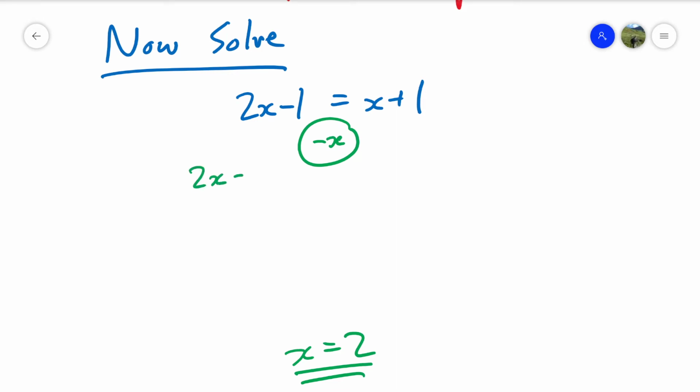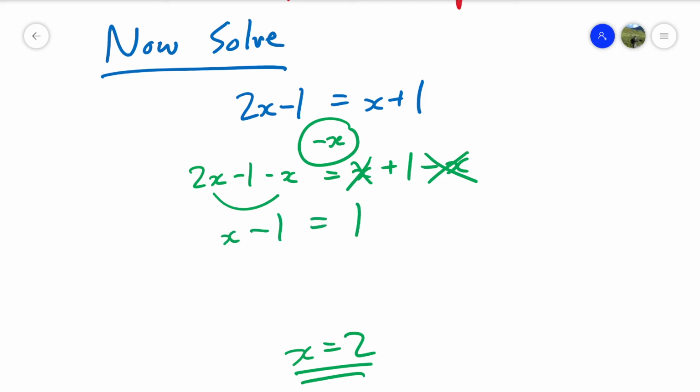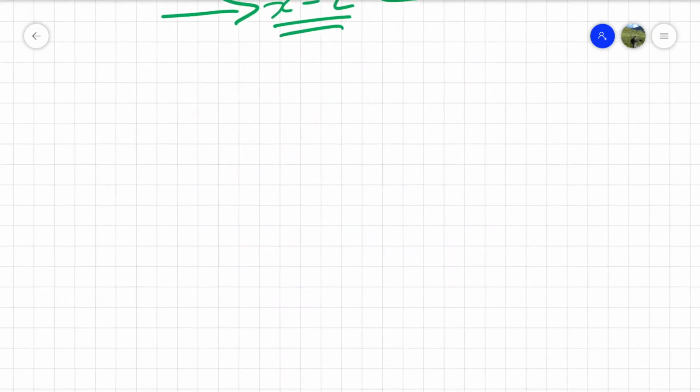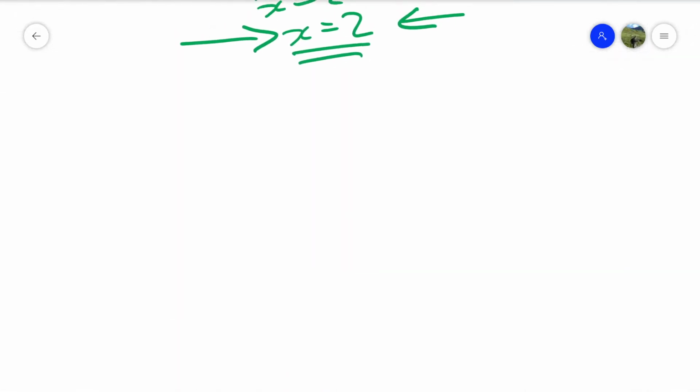So then we've got 2x minus 1 minus x equals x plus 1 minus x. So these two cancel. These combine, so that gives 2x minus x just makes x. Now I'm going to plus 1 to both sides because I'll need to get rid of this minus 1. So x minus 1 plus 1 equals 1 plus 1. Oh look, they cancel. x equals 2. Boom. There we go. We've shown that. Next question.